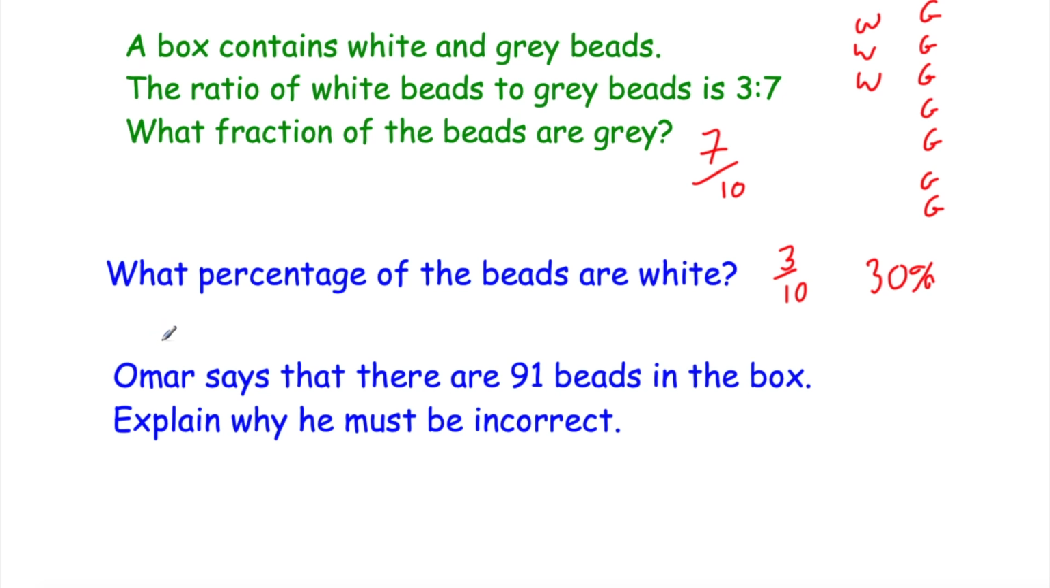Okay, next. Well, next we're told that Omar says there are 91 beads in the box. Explain why he must be incorrect. Well, if we have a look at this, we're told the ratio of white to grey is 3 to 7. That means for every 3 white beads, there are 7 grey beads. Now, Omar says there are 91 beads in the box.